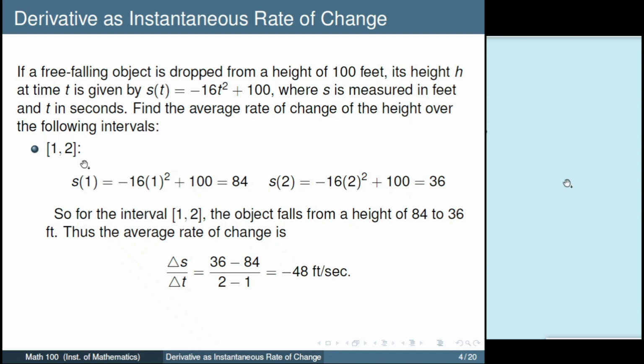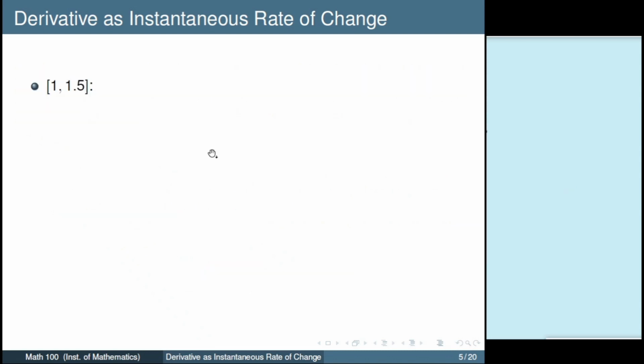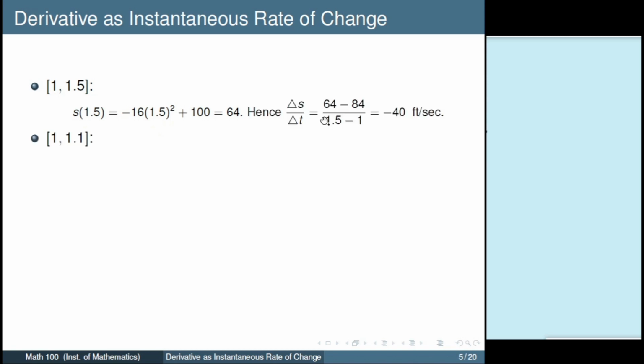Let's say we consider 1.5 here. So we get s of 1.5, we have 64. So we can get the average rate of change, which is 64, that's s of 1.5, and then we already have s of 1 earlier, that's 84, divided by the length of the interval, which is just 0.5. So therefore, we have negative 40 feet per second.